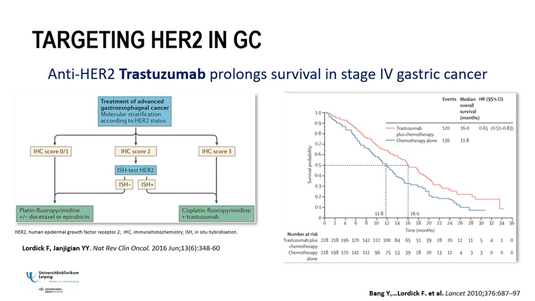And on the right hand side of this slide you can see the overall survival results of the TOGA study, which show a clear and statistically significant prolongation of the overall survival duration when trastuzumab is added to systemic chemotherapy.